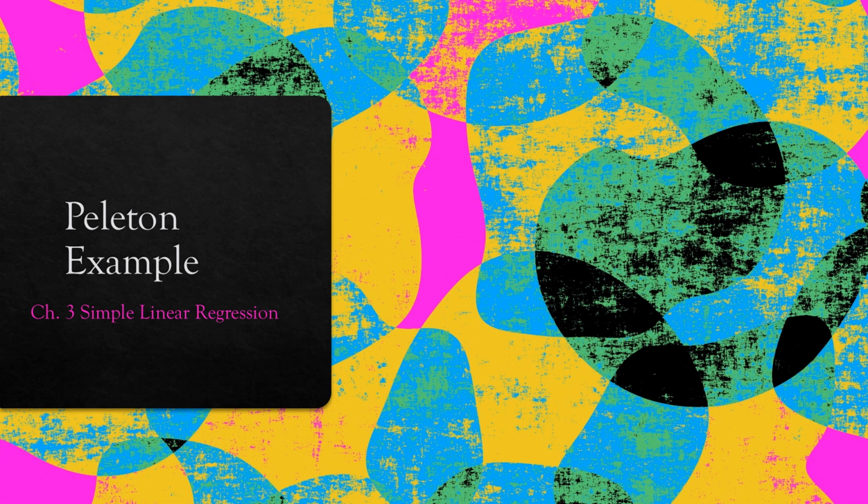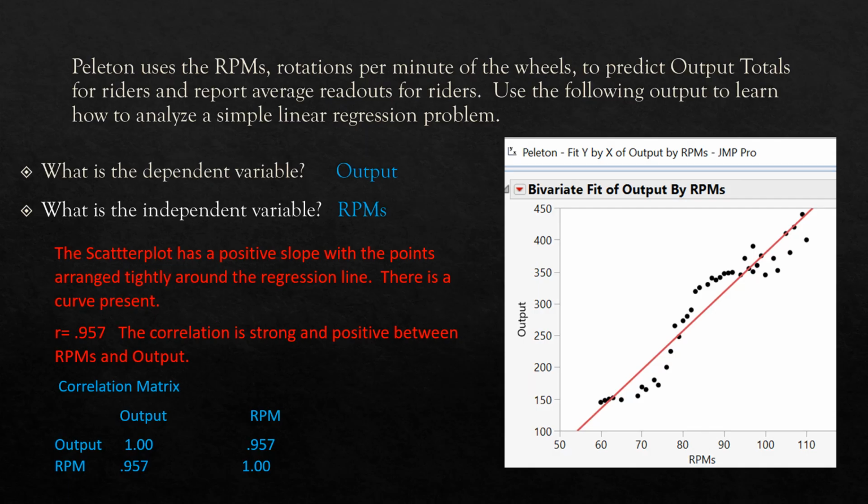We're going to look at a Peloton example in simple linear regression. Peloton uses the RPMs, or rotations per minute of the wheels, to predict the output totals for riders, and then it reports the average readouts for riders. Use the following output to figure out how to analyze a simple linear regression problem.